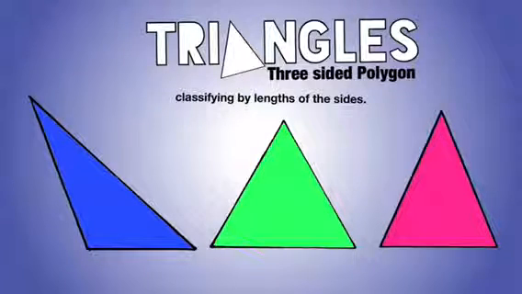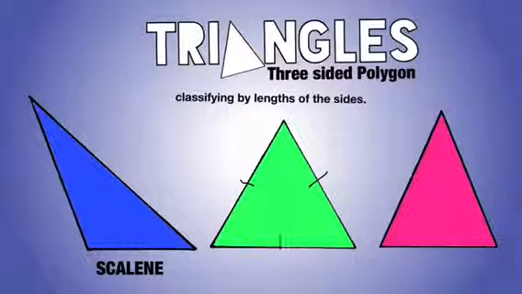So first we have this triangle here. All three sides are of different lengths. When that happens, it's what we call a scalene triangle. Scalene means no sides are equal. All right? When we get to the next one, where sometimes you'll see marks like this, that means all sides are equal.